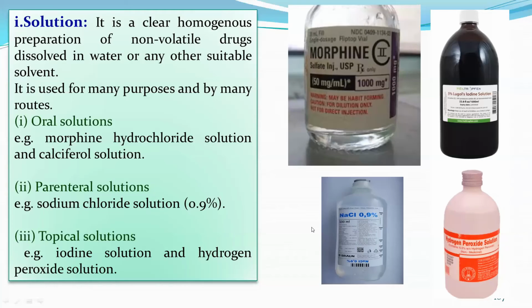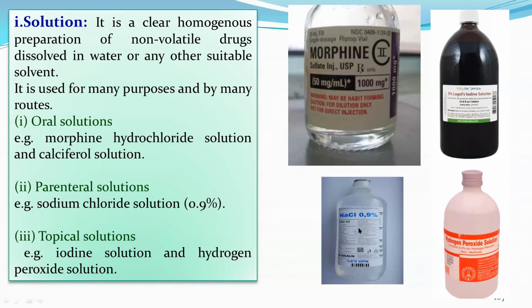So oral solutions, for example morphine hydrochloride solution and calciferol solution. Many times these oral solutions are also very clear. Apart from gels and other things, very clear solutions are also available. It means water soluble substances are made as solutions. And the parenteral solutions, the example is sodium chloride solution, also known as normal saline solution.